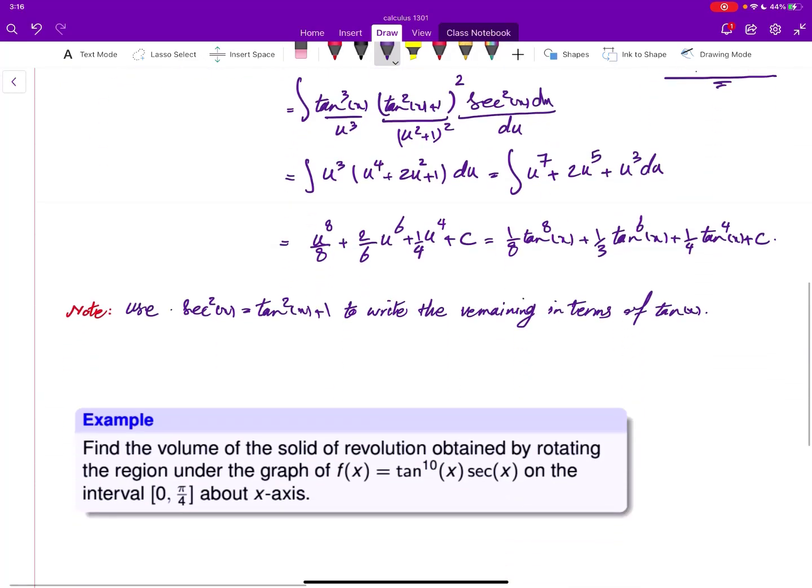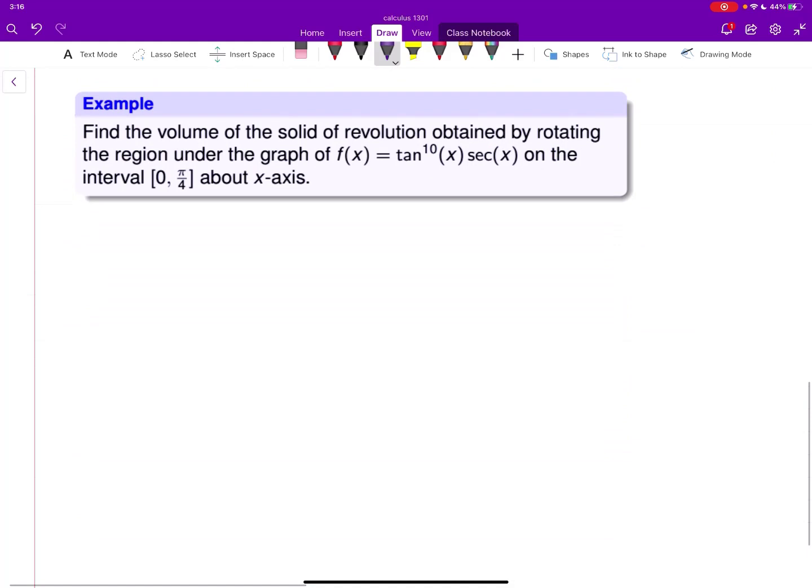Let's move and do one more example. So I have: find the volume of the solid of revolution obtained by rotating the region under the graph of tan to the power 10 x secant x on the interval 0 to pi over 4.